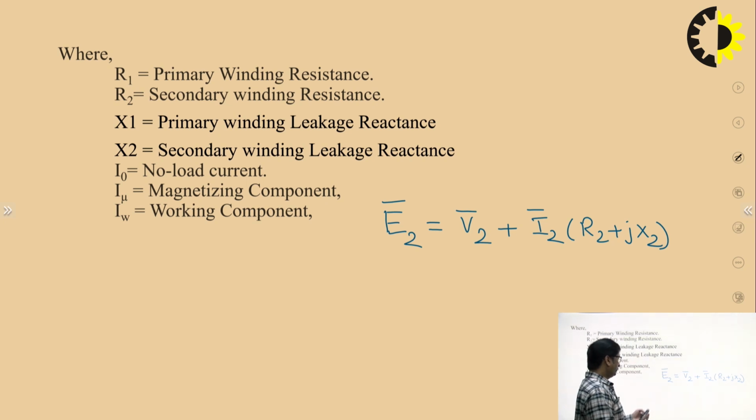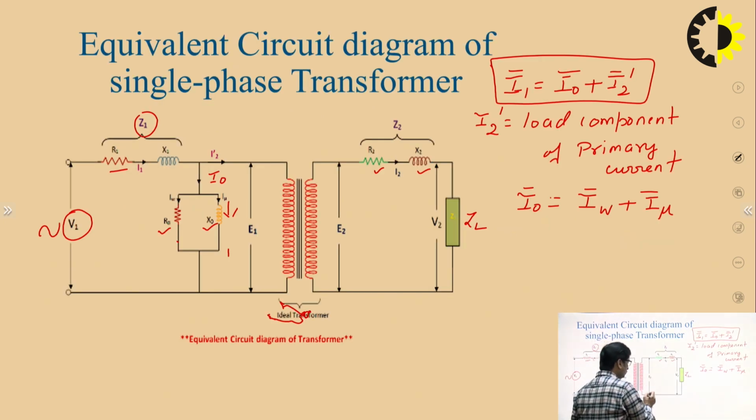So E2, you can see from this equation, will be equal to the voltage at the load side, which is V2, plus the drop in the secondary winding of the transformer. Now in the primary side, we are applying the voltage V1, and E1 is the voltage induced in the primary winding. So V1 should be equal to E1 plus the drop in the primary winding. So you can write down this equation also.